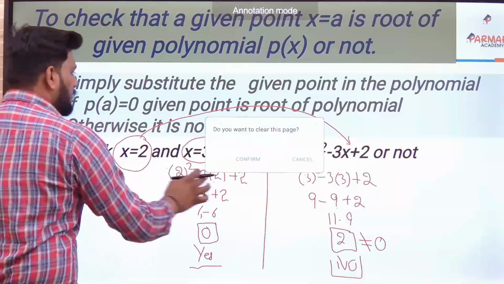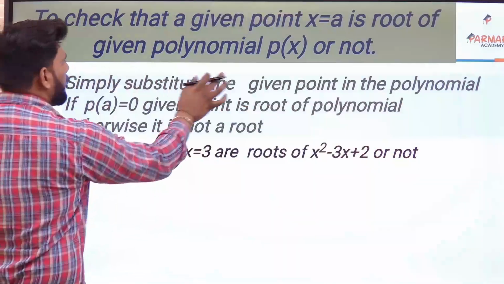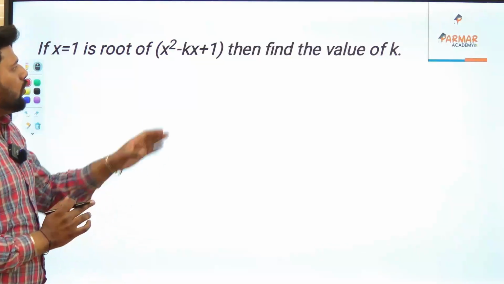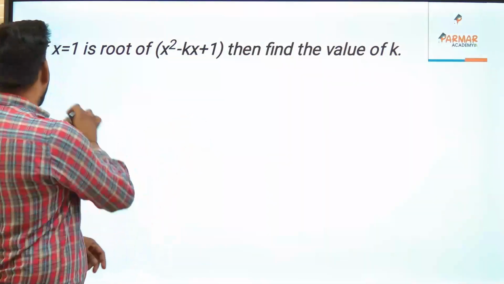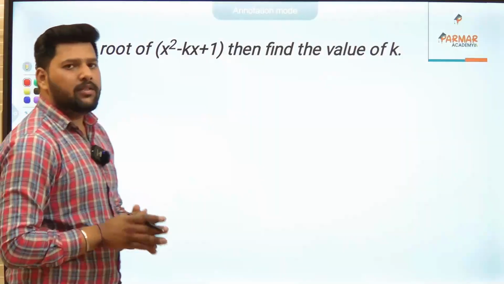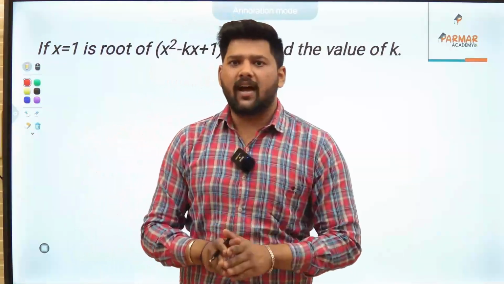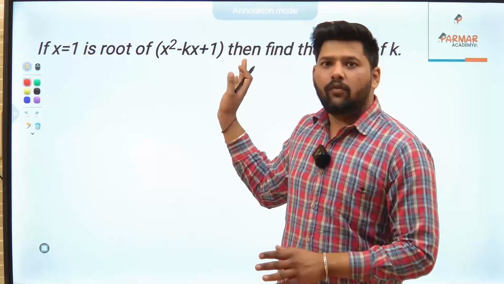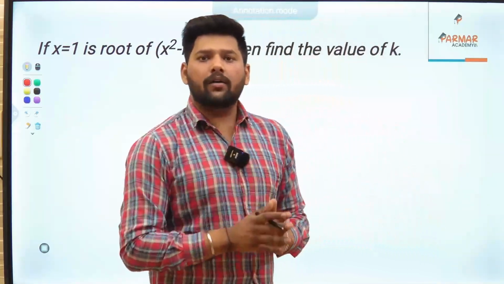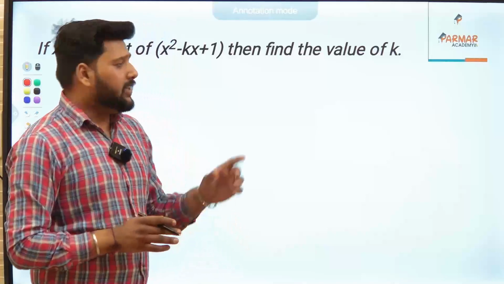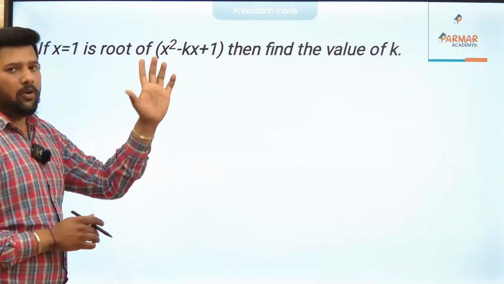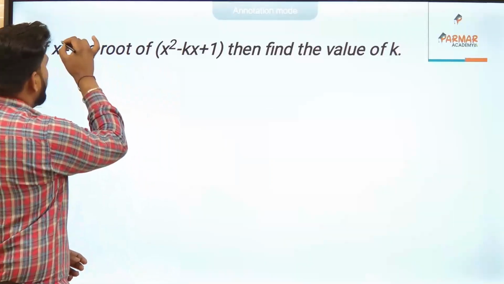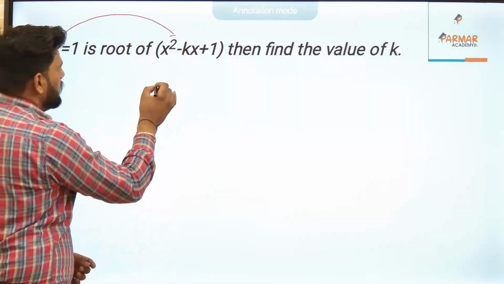Next is, if x is equal to 1 is a root of this polynomial, find the value of k. In this question it is already given that x is equal to 1 is a root of the given polynomial. Here we have to find the value of an unknown parameter. So simply, if this point is a root of this polynomial, it will satisfy our polynomial. So let's start. Replace x by 1 here.